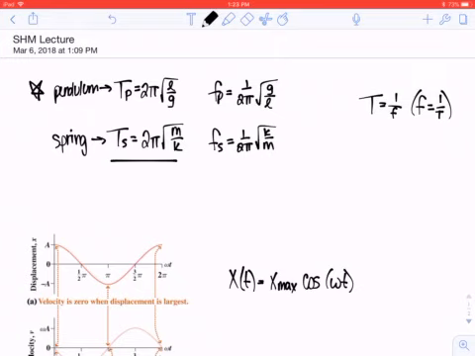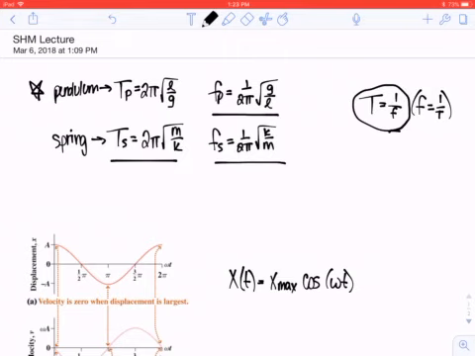Then we quickly remembered, back when we were talking about circular motion, the relationship between period and frequency. So remember, they are inverses of each other. So if instead of a period I wanted to find the frequency, all I would do was take 1 over the period. So for a pendulum, it's 1 over 2 pi times the square root of g over L. For spring, it's 1 over 2 pi times root k over m.